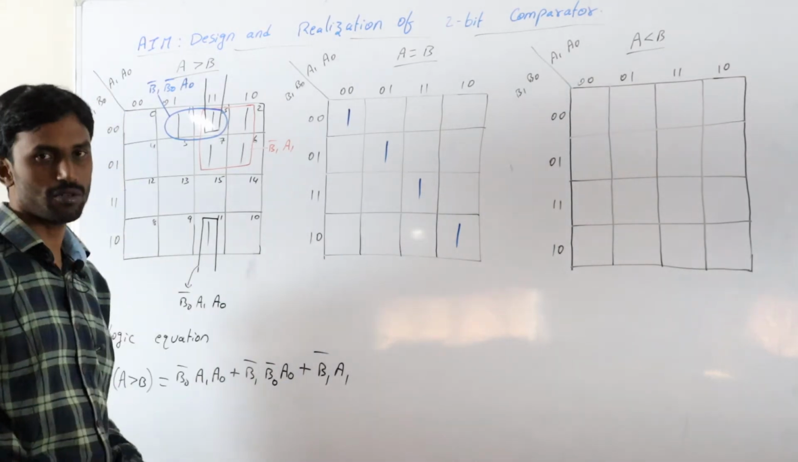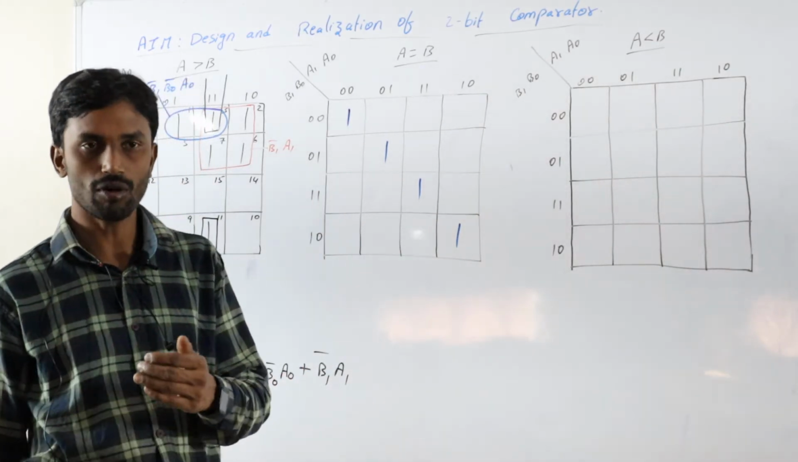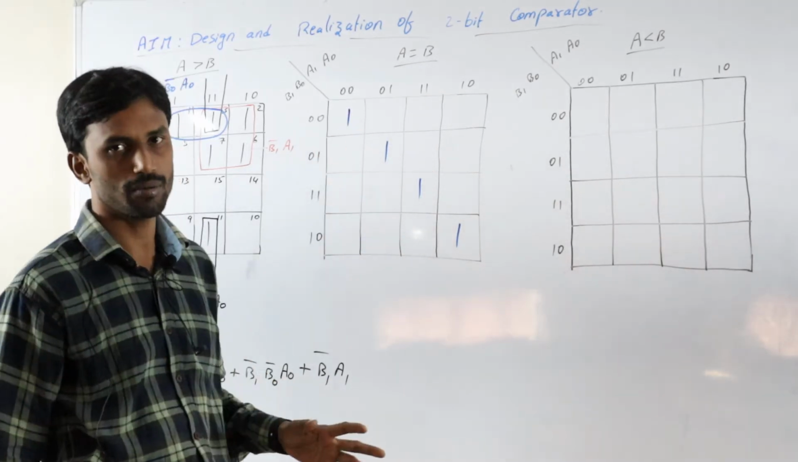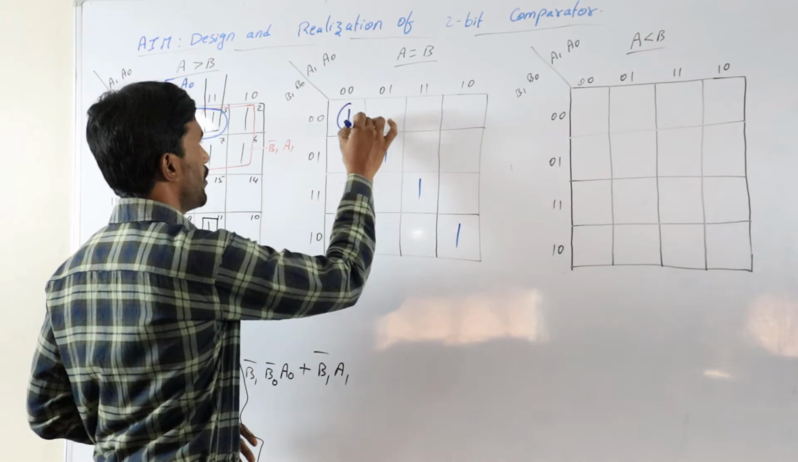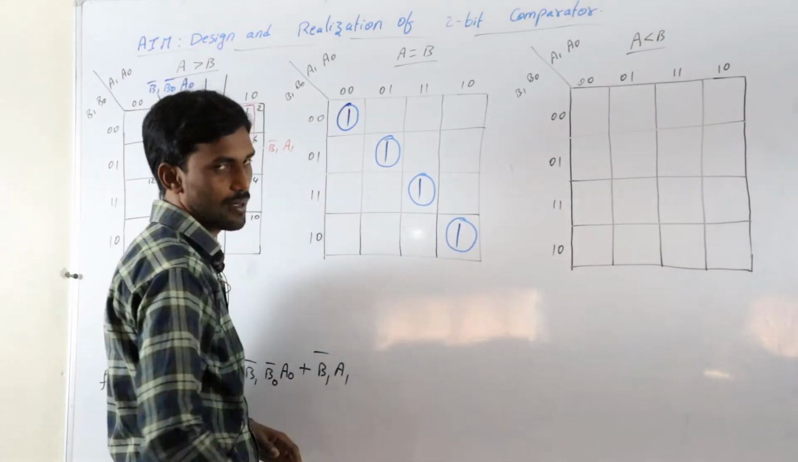Check for 16 combination, no possibility. 8 combination of groups, no possibility. 4 combination, 4 grouping, no possibility. Even 2 grouping is also not possible. Only single groups are available. First group, second group, third group, fourth group.